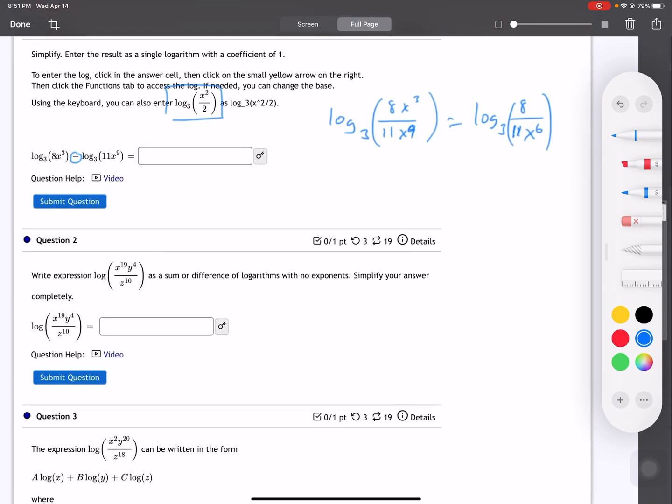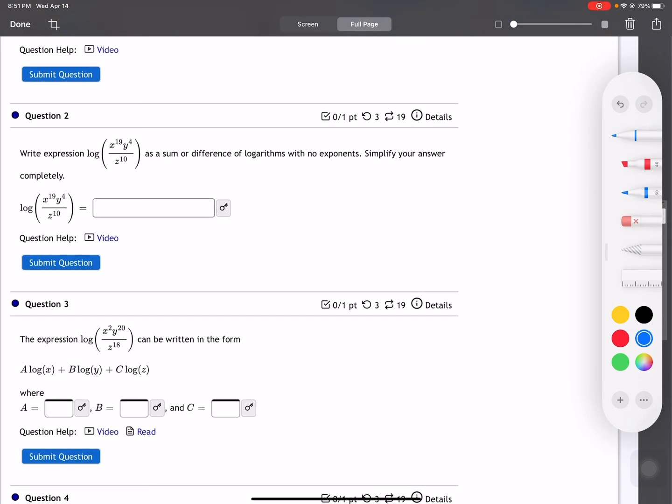All right. Next question, we're going to take our squished up log and break it up into sum and difference logs with no exponents. All these exponents have to come down. As a reminder, if you're multiplying, you're adding, and if you're dividing, you're subtracting. So let's go ahead and separate that. It's going to be log x to the 19th plus log y to the 4th minus log z to the 10th. Then we're going to take the exponents and move them to the front. So it's going to be 19 log of x plus 4 log of y minus 10 log of z.